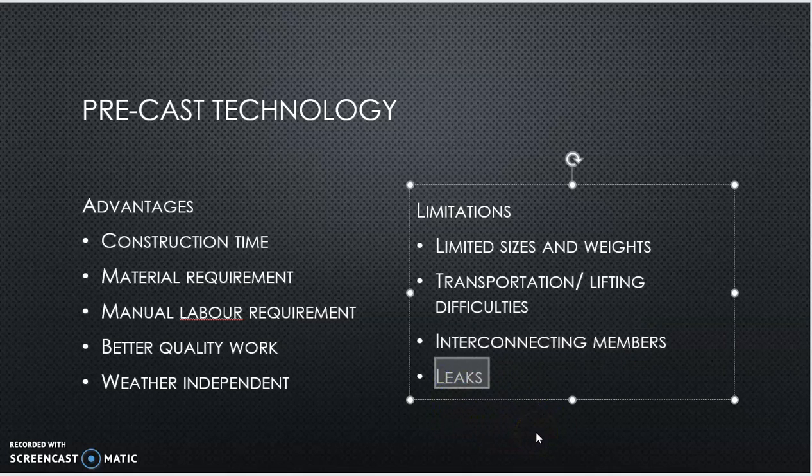And these leakages need special attention. In cast in situ construction also we see leakages, but the number of joints in cast in situ construction is way lesser as compared to the ones in precast technology.